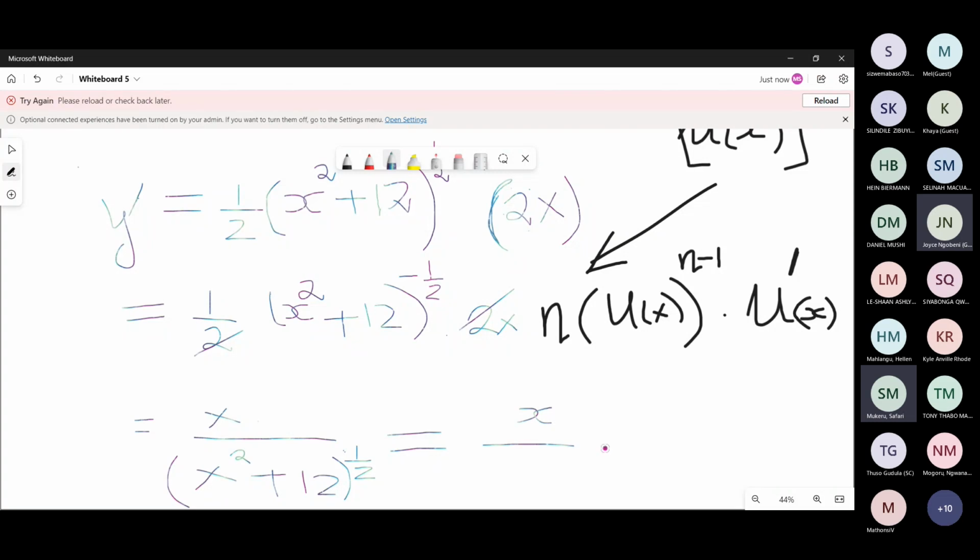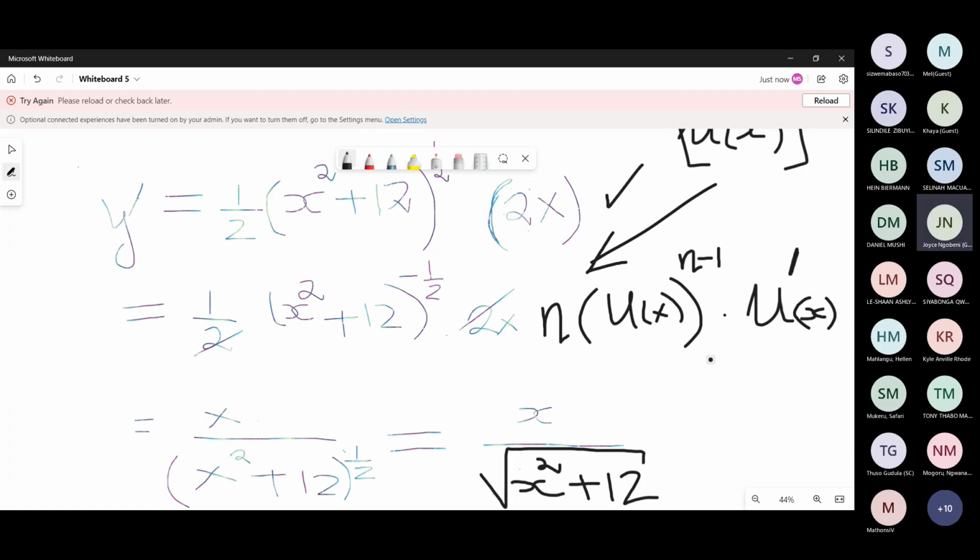So this is simply x over the square root of x squared plus 12. All these are just manipulation, but we've already done the job at this level, right? Great. Sorry for putting you under pressure, Kaya. I don't want to put you under pressure at all, but because you were not there, I just want to try to help where necessary.